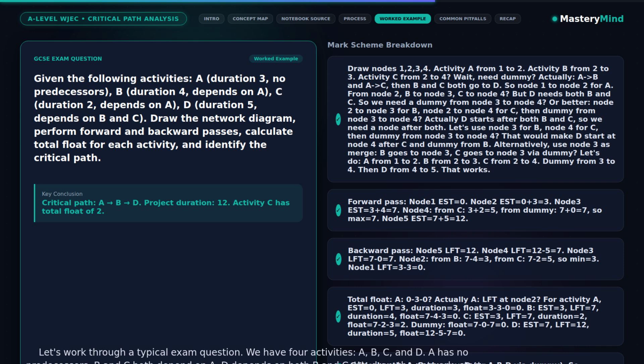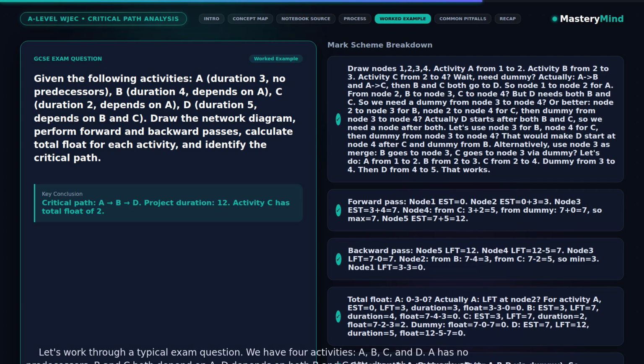Total float: A, 0, B, 0, C, 2, dummy, 0, D, 0. So the critical path is A, B, dummy, D, or simply ABD, and project duration is 12. Activity C has 2 units of float, meaning it can be delayed up to 2 time units without affecting the project. Watch out for these common mistakes.